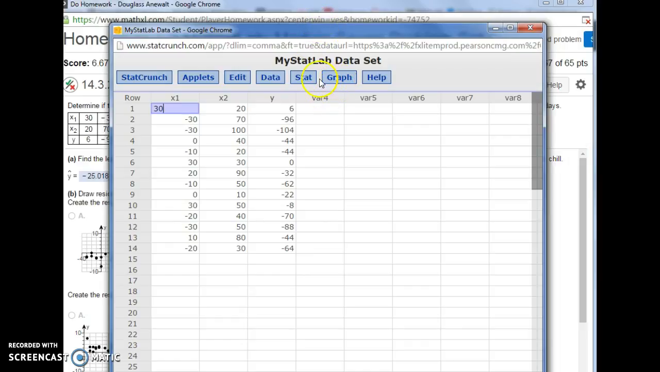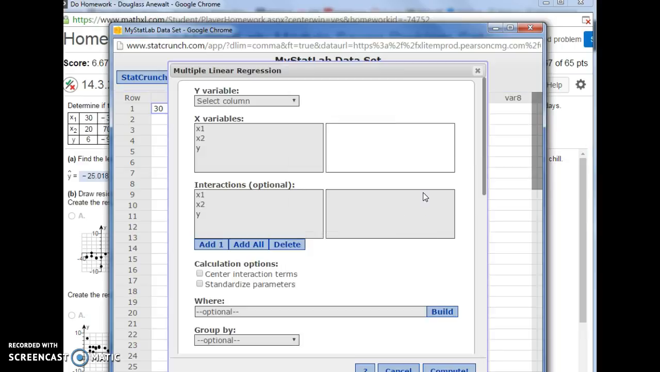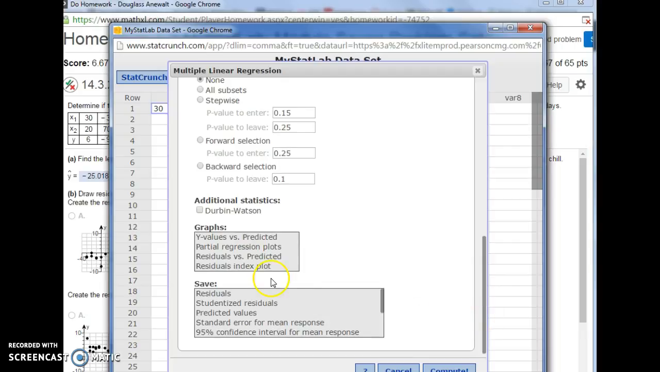So we're going to look at these, find the regression. We have multiple explanatory variables here. Our y column is labeled y, and x1 and x2 are our two explanatory variables. And then to solve the later parts of the problem, it's going to be nice if we save what our residuals are. So I'm going to click Save the Residuals.